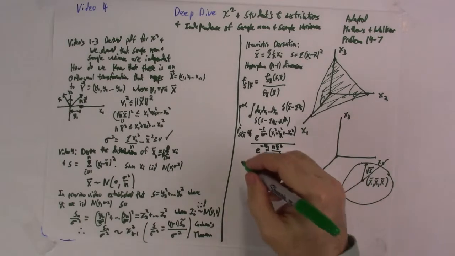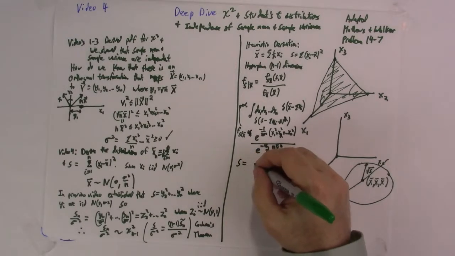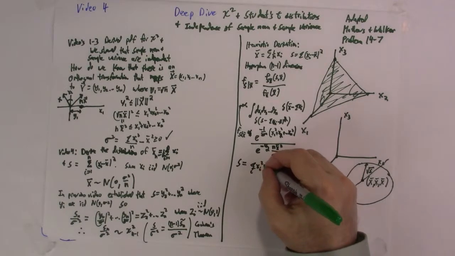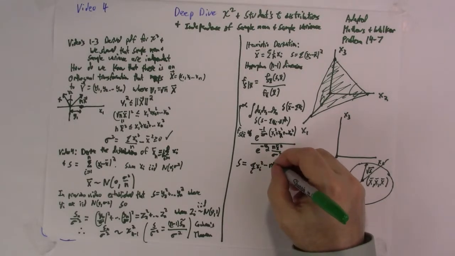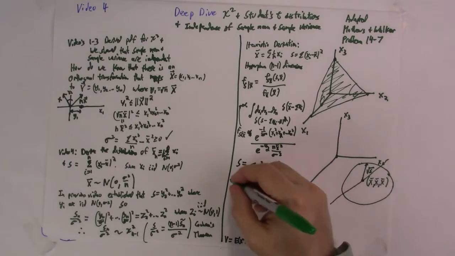But we know that we can rewrite the way we always do, that S is equal to the sum over i of xi squared minus n x bar squared. This is just our usual variance, which is equal to the expected value of x squared minus the expected value of x, squared. That's this thing.